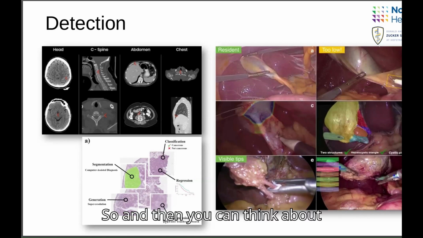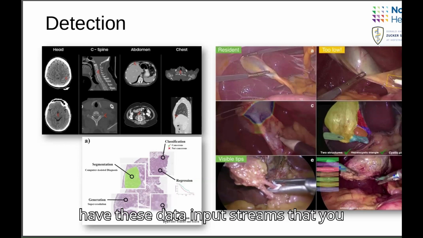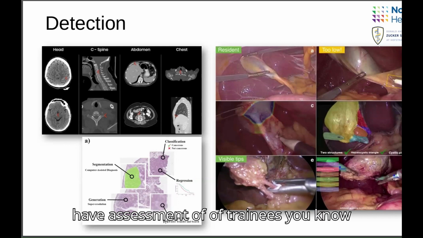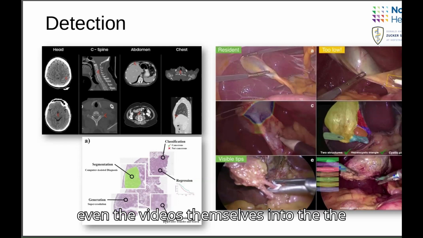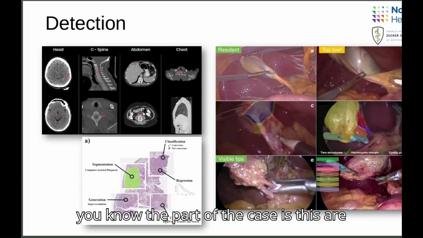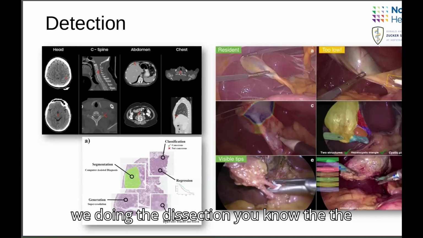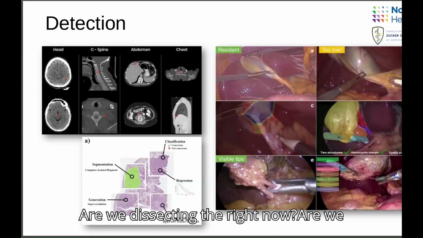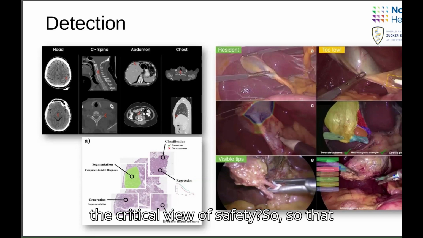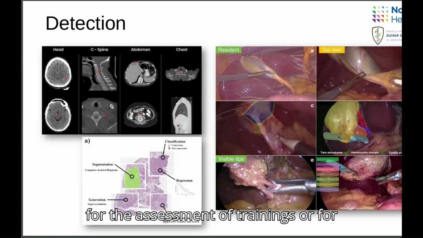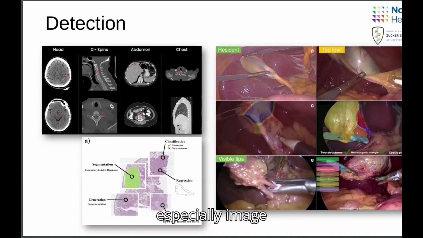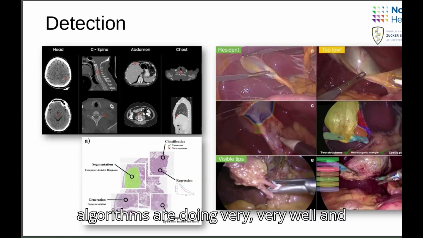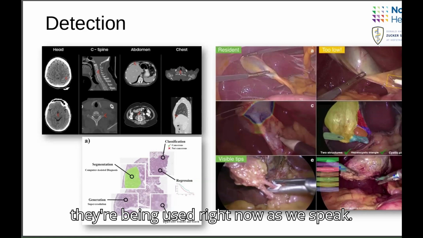And then you can think about it like Lego blocks. If you have these data input streams, you can build upon them, and then you can even have assessment of trainees. Are they doing the right things at this stage of the procedure? Can we segment even the videos themselves into the parts of the case? Are we doing the dissection? Are we dissecting the peritoneum right now? Are we in the portion where we're trying to obtain the critical view of safety? So that type of thing, and even being used for the assessment of trainees or surgeons themselves. So again, this is what can be used in what we think about with detection. And again, these are use cases where image algorithms are doing very, very well, they're very mature, and they're being used right now as we speak.